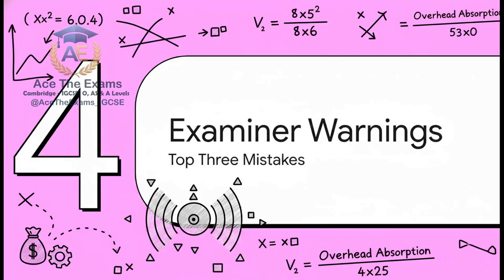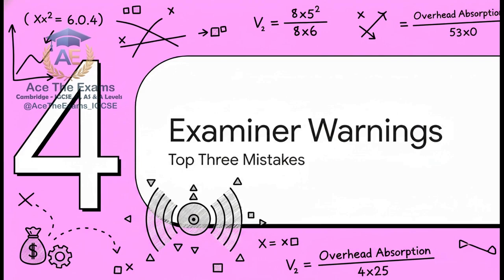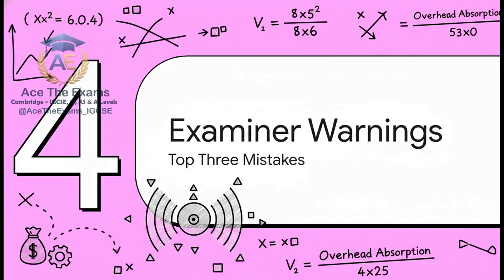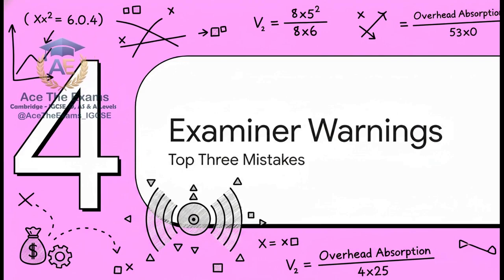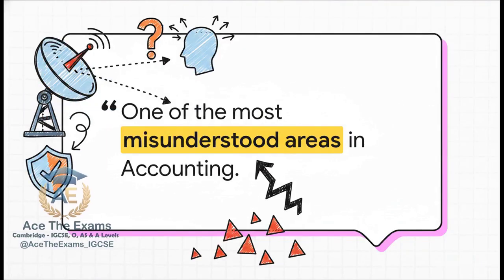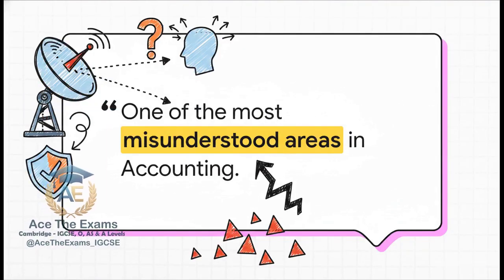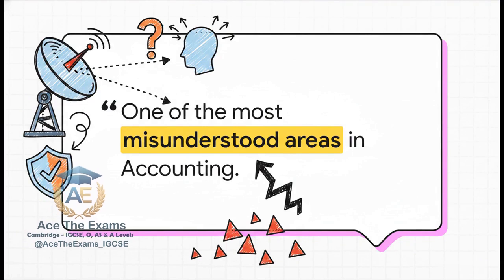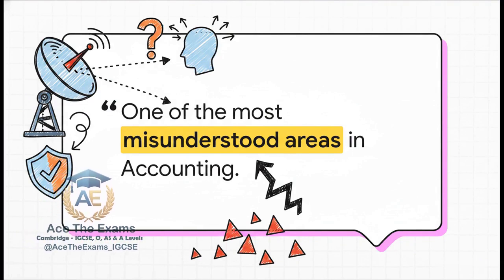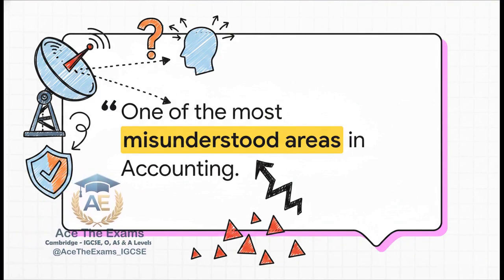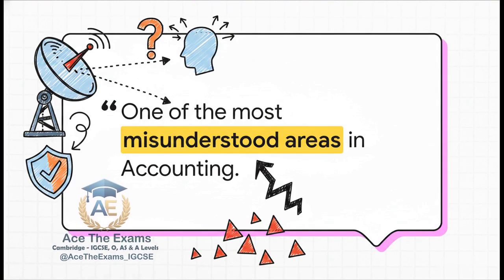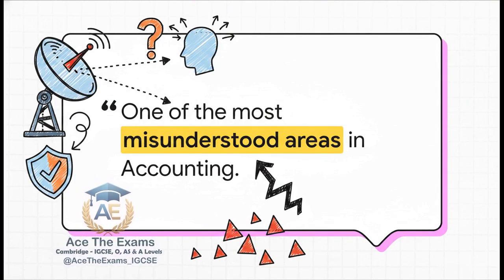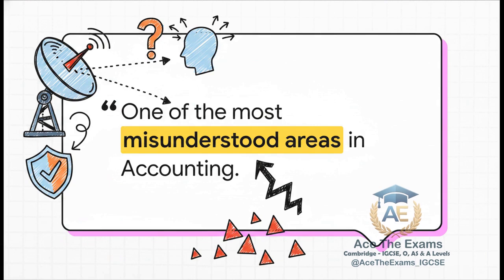Let's shift our instruments over to Phase 4, Top 3 Examiner Warnings. This is our live debris detection phase. Guys, we have to take this warning from the source material incredibly seriously. When a principal examiner goes completely out of their way to call a topic one of the most misunderstood areas, it means the radar is just lit up with student errors year after year. Let's make absolutely sure you aren't a blip on that radar.